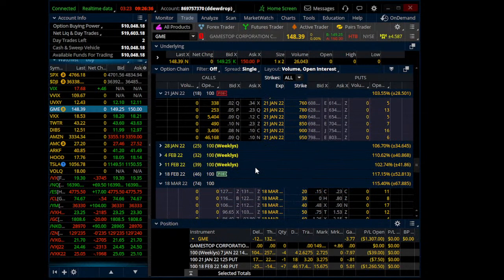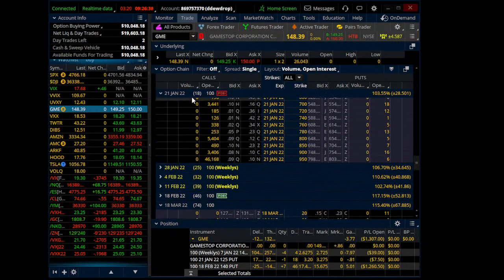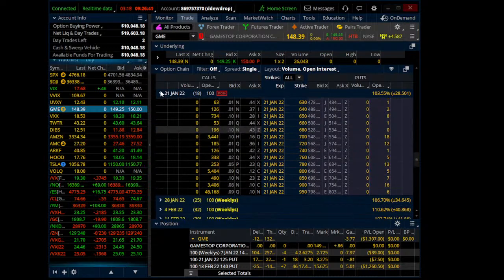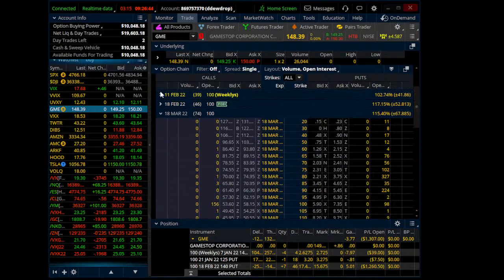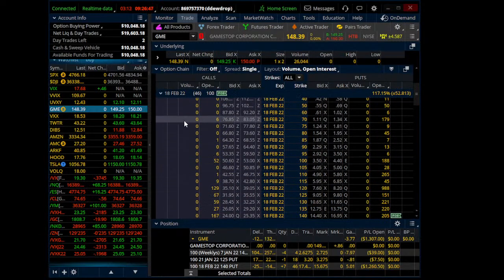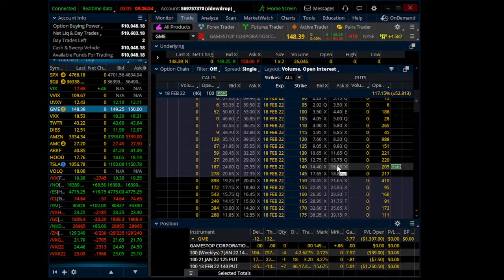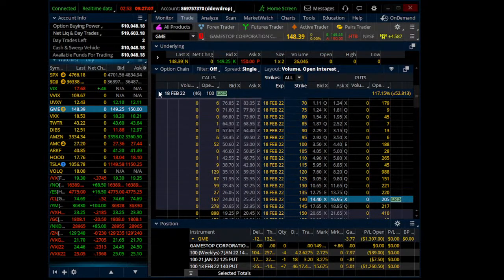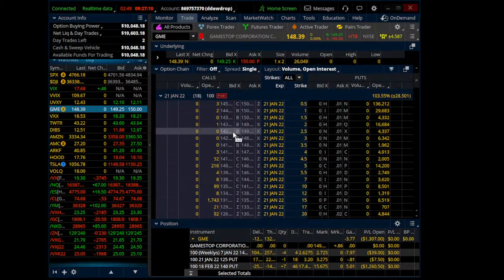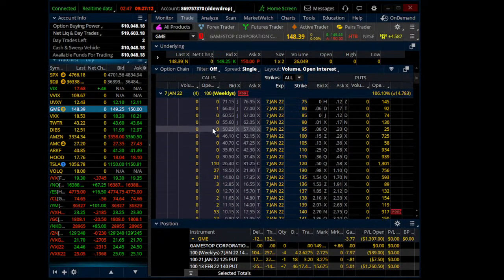Right now, my position in GameStop, I bought a calendar spread. So what that means is that I bought the Feb 140 put, and I sold the Jan 140 put. So if we queue up this trade, when you're buying a calendar spread, the optimal situation for you is it goes right to the strike that you bought. So I bought the Feb 140 put here, and I sold the Jan 140 put in the front week.